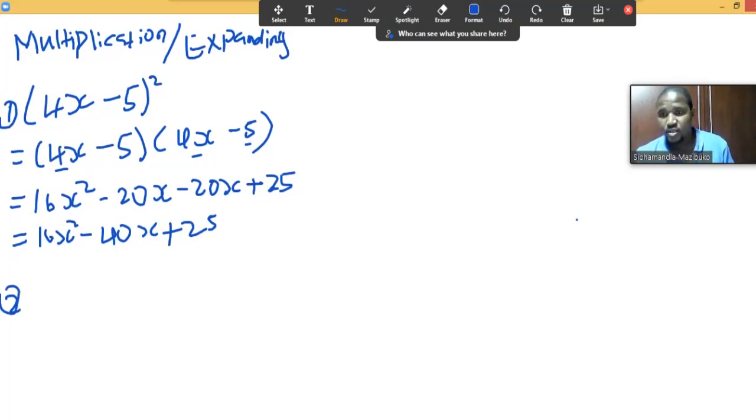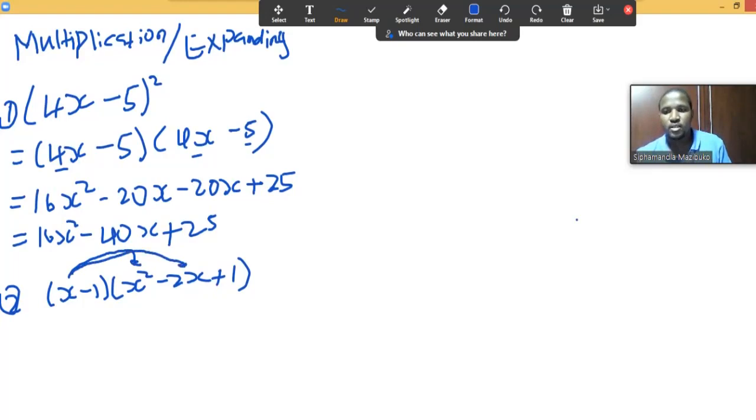When we're looking at our example 2, we have x minus 1 into x squared minus 2x plus 1. So this is multiplying a binomial by a trinomial. We do the same thing. We have to multiply x with x squared, we multiply it with the second term, and we multiply it with the last term as well. We do the same thing with this minus 1 here. We multiply it with that, and we multiply it with the middle term, and we multiply it with the last term. So let's get to it.